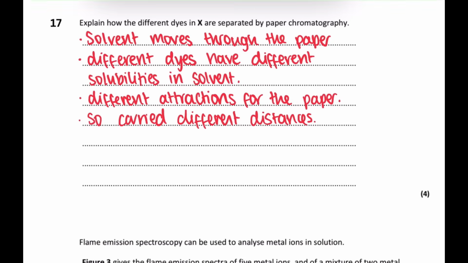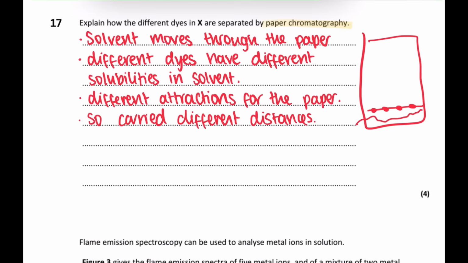Question 17, explain how different dyes in X are separated by paper chromatography. Now, paper chromatography kind of looks like this. It's where you get a paper and with a pencil line, you draw your different dyes into it and you plot them in. You then put it onto a solvent, maybe something like ethanol, and then it goes up into different ones. So let's say this will end up over here, this ends up over here. This could end up with 3 different things because it separates the pigment.